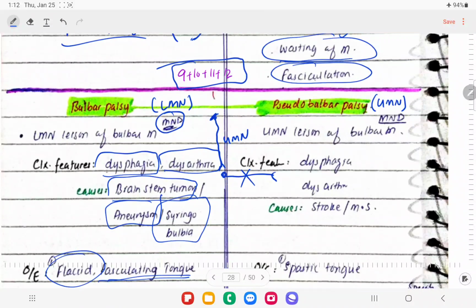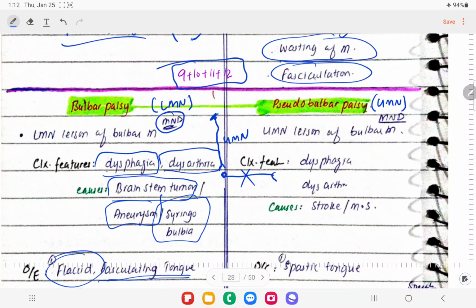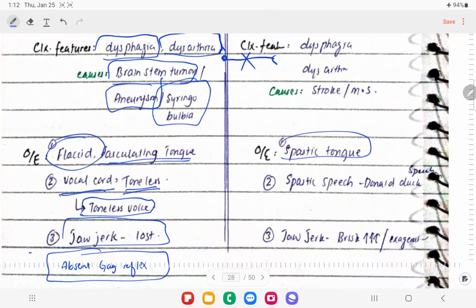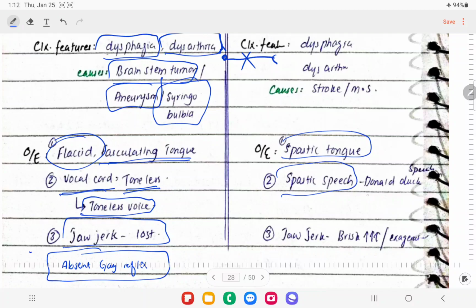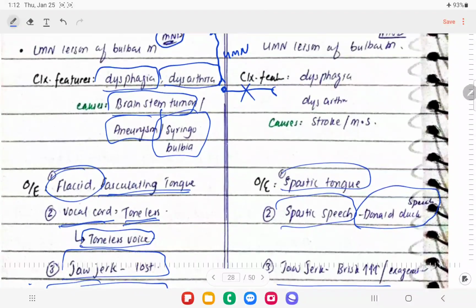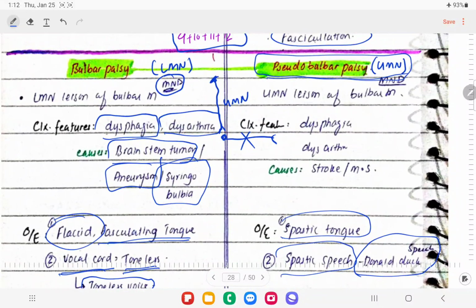So in the pseudobulbar palsy, this is the upper motor neuron type of lesion. So everything is going to go up, like there will be a spastic tongue, right? There will be spastic speech, that is called Donald Duck speech, right? And if we check the jaw jerk and the gag reflex, these will be exaggerated, right? This will be exaggerated.